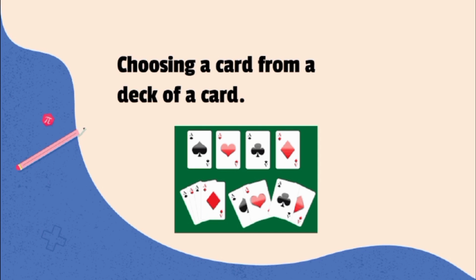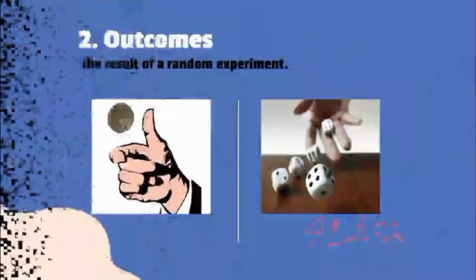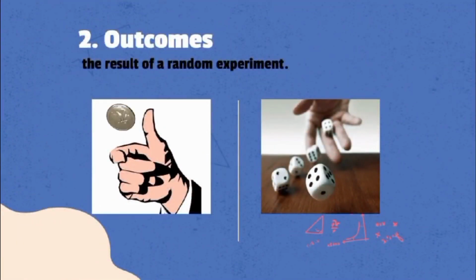Choosing a card from a deck of cards is also a good example of a random experiment. A deck of 52 playing cards is divided into 4 suits of 13 cards: spades, hearts, diamonds, and clubs. Always remember that the cards of spades and clubs are black cards, while the cards of hearts and diamonds are red cards.